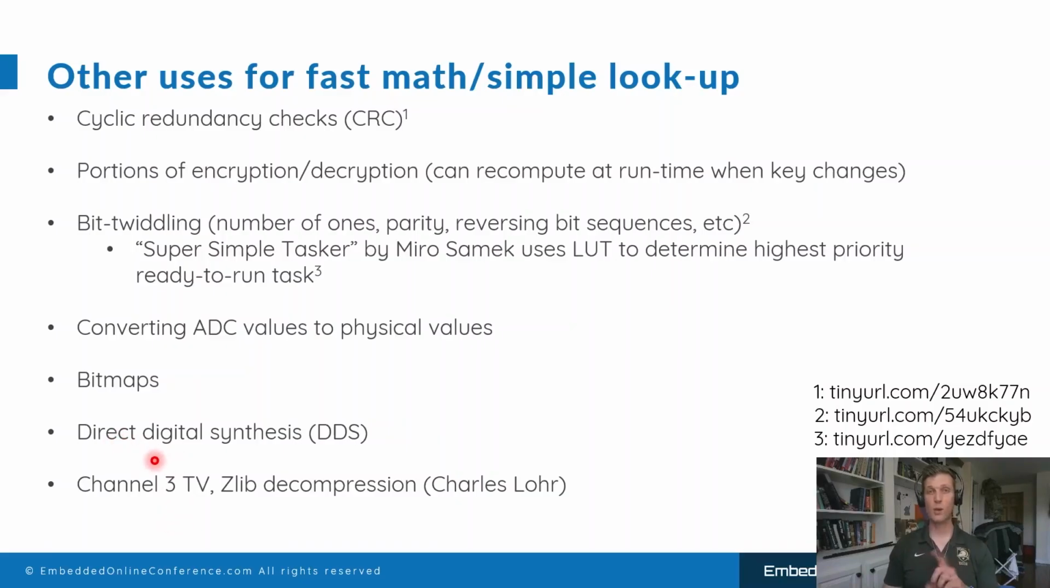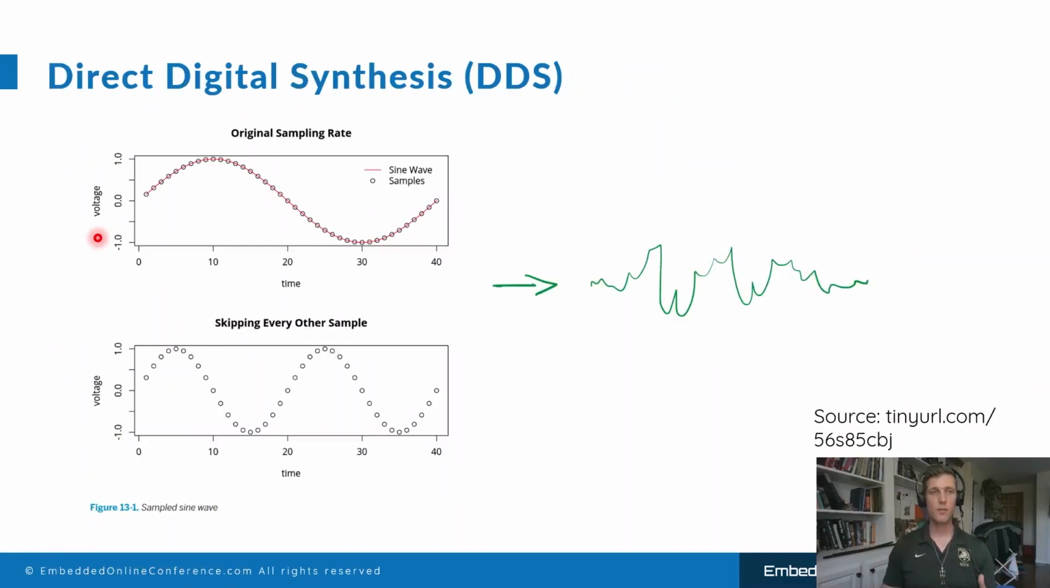Additionally, I think one neat application is direct digital synthesis, which is what allows us to create arbitrary musical signals. So if I think of my sine lookup table as this red line here, I could create a sine wave by stepping through this table at a specific rate and sending that data out to a speaker of some kind.